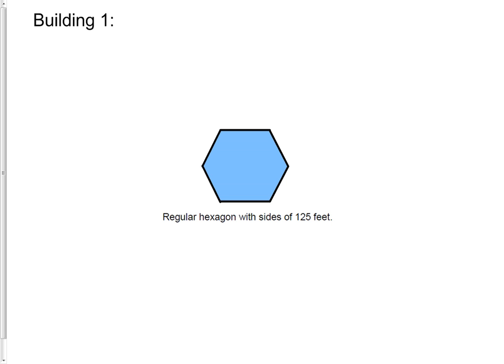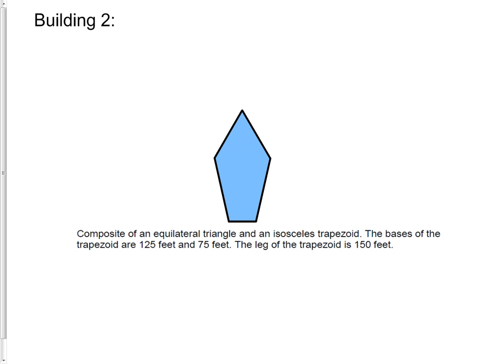Okay, building number 2 looks like this. Of course, it's a composite shape. It's a pentagon, but not a regular pentagon, so we would have to treat it as a composite shape, and there are different ways to break it down, but I've broken it down for you, and I am calling it a composite of an equilateral triangle and an isosceles trapezoid.